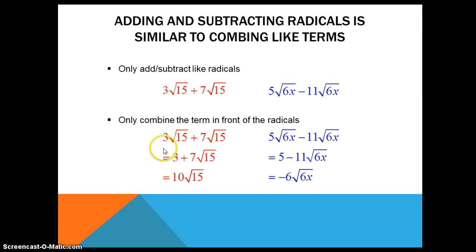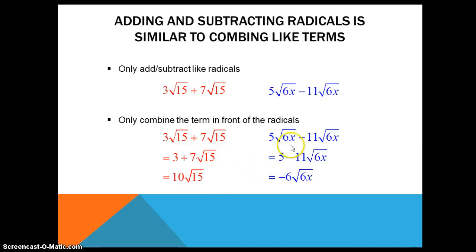So again, let's look at our first example. 3 square root of 15 plus 7 square root of 15. I'm only going to combine the numbers in front, 3 and 7, and keep the radical. So I get 10 square root of 15. Again, think of it like combining like terms. If I had 3x plus 7x, you'd tell me it's 10x, not 10x squared. So it's the same idea as combining like terms.